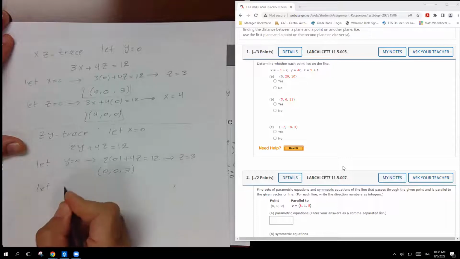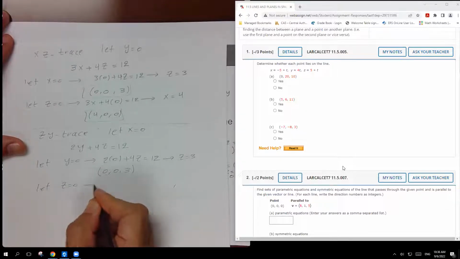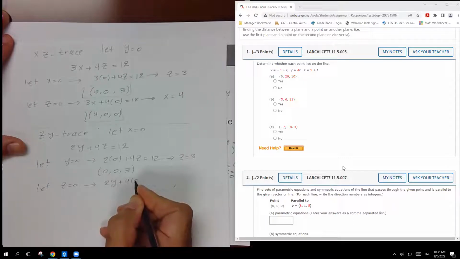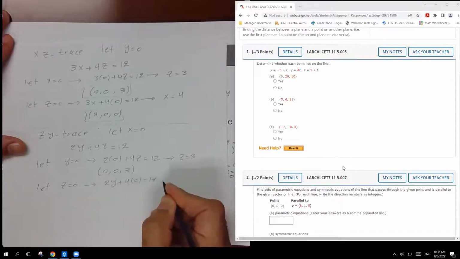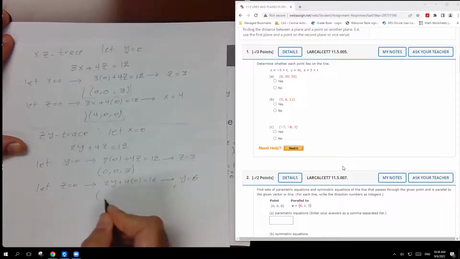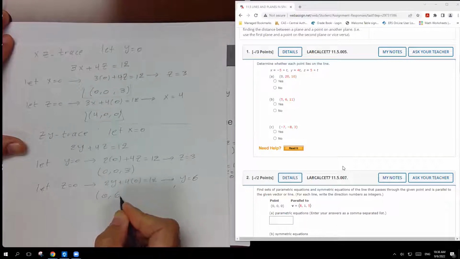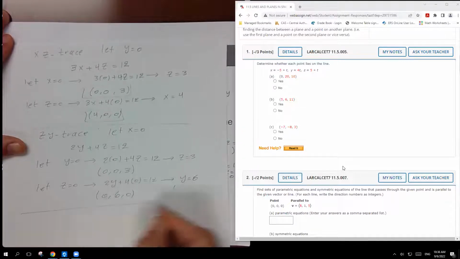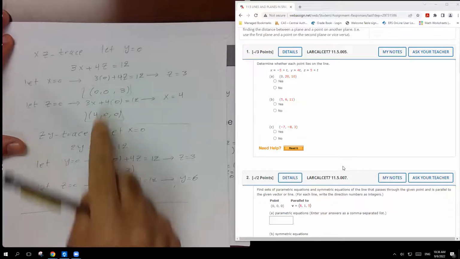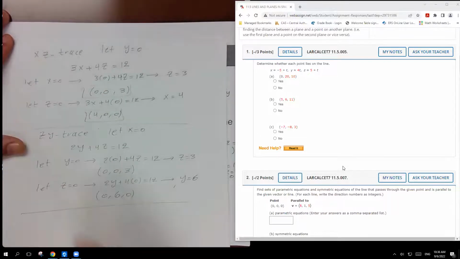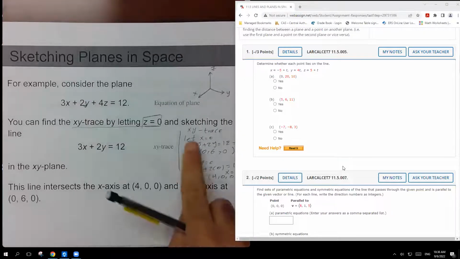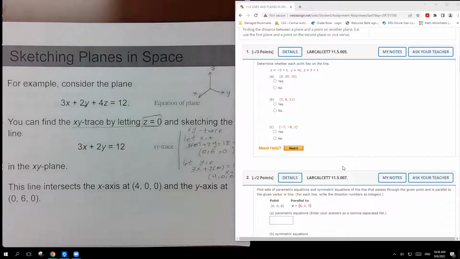Let z equal 0, that means 2y plus 4 times 0 equals 12, so y is going to be 6. So the point is x is 0, y is 6, and z is 0. If you check, I got 2 points for this trace, 2 points for the XZ trace, and 2 points for the XY trace. Put these points together.